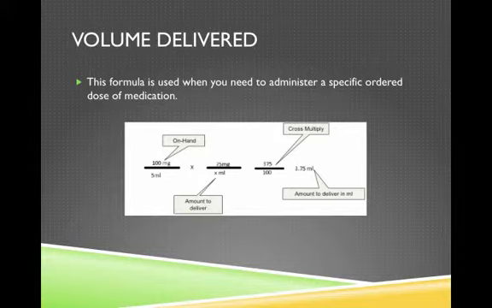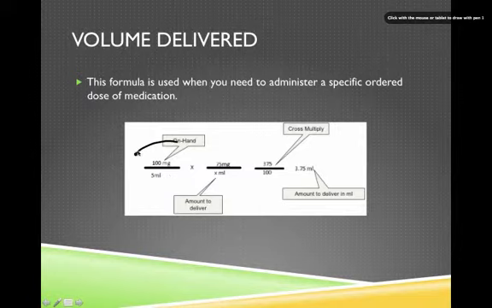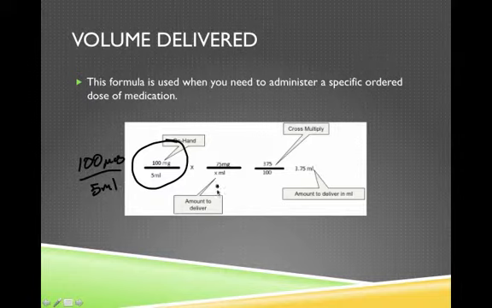So volume delivered. This formula is used when you need to administer a specific ordered dose of medication. Very simply, what we have on hand is always placed over here. The example here is 100 milligrams in 5 mils. And then here is where we place how much we want to give. Then we cross multiply. So we're going to take 5 times 75 and 100.